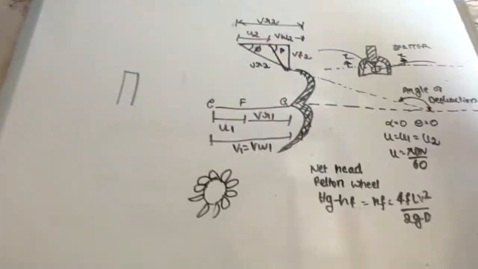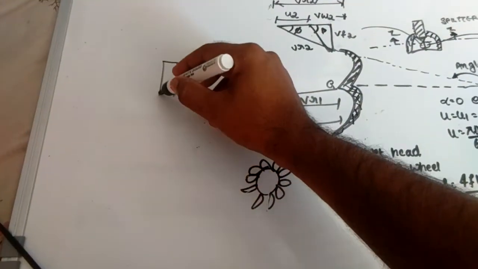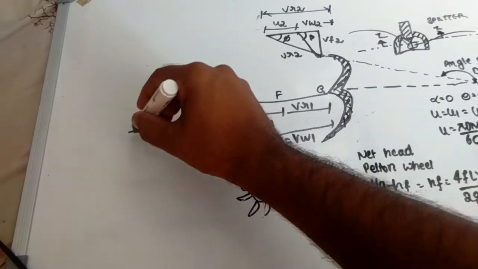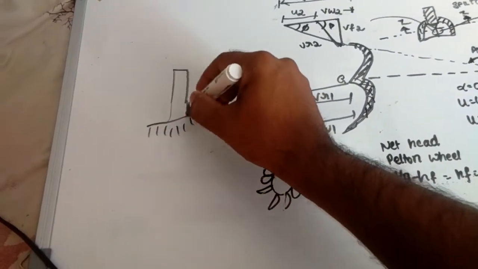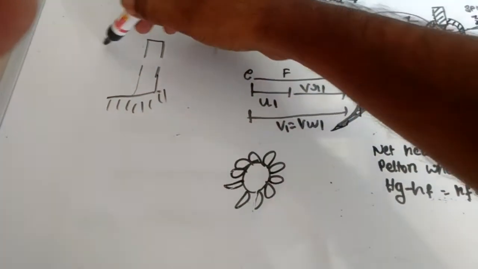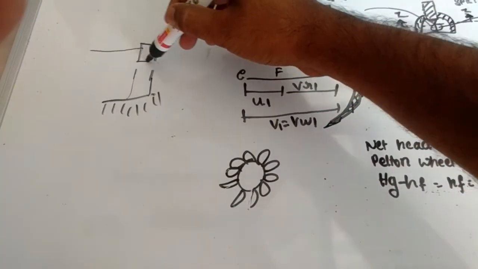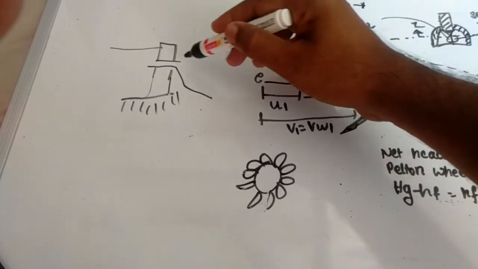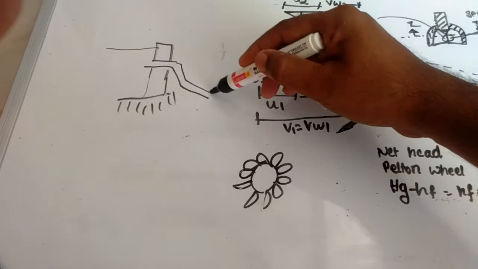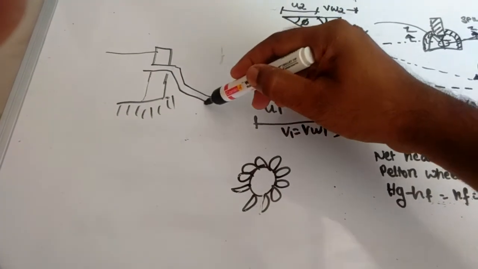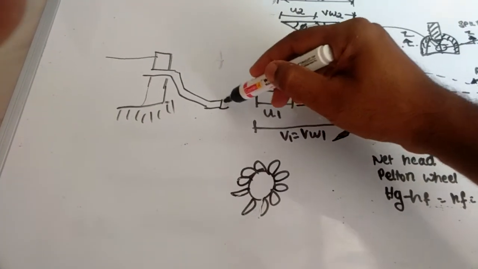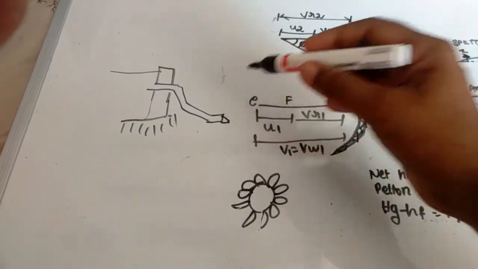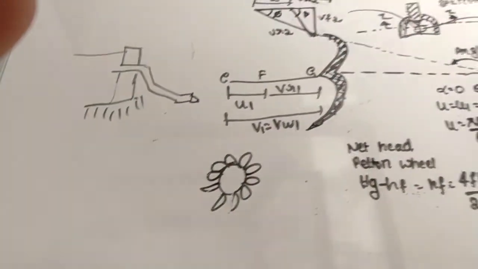Suppose here one dam is there. Water is collected in this dam. One penstock pipe carries the water to the turbines, and here the nozzle is connected, and we'll draw the diagram here.